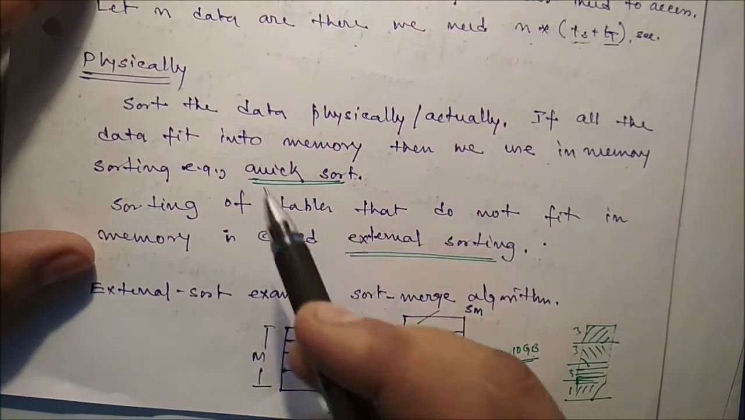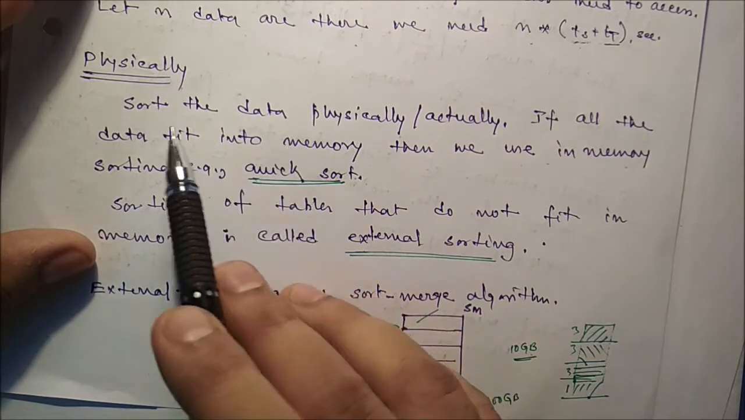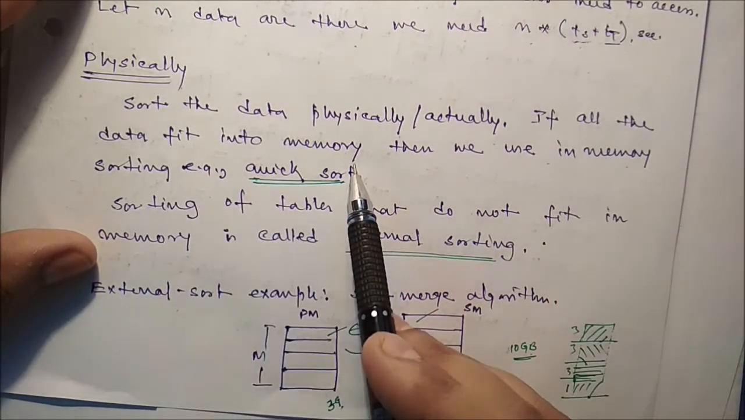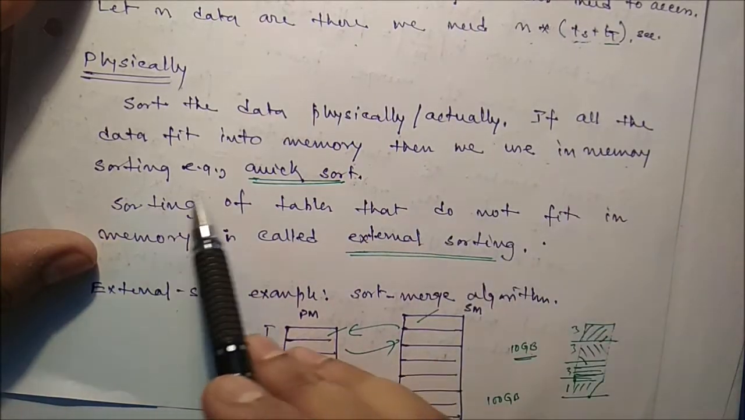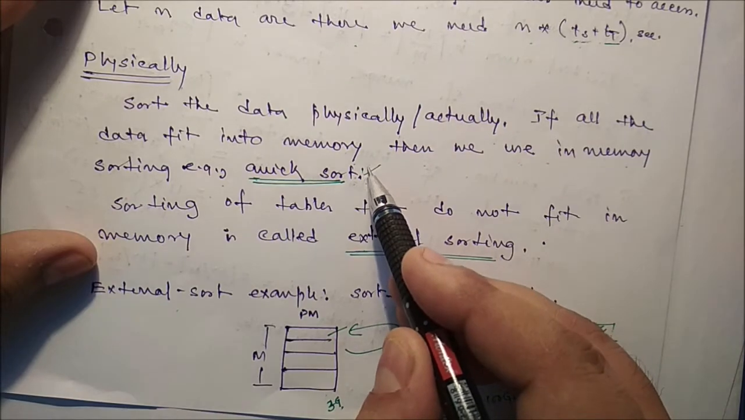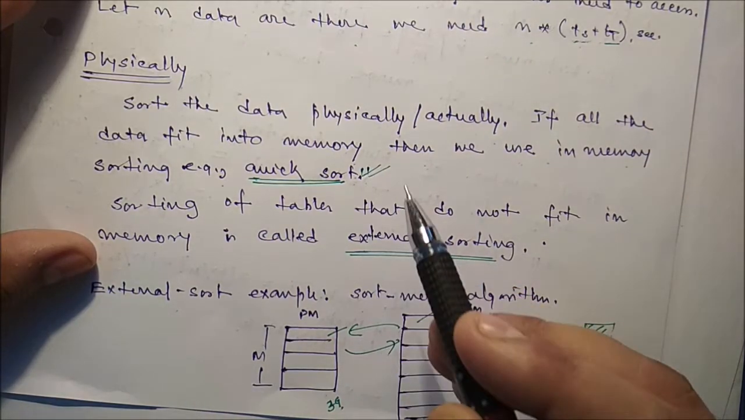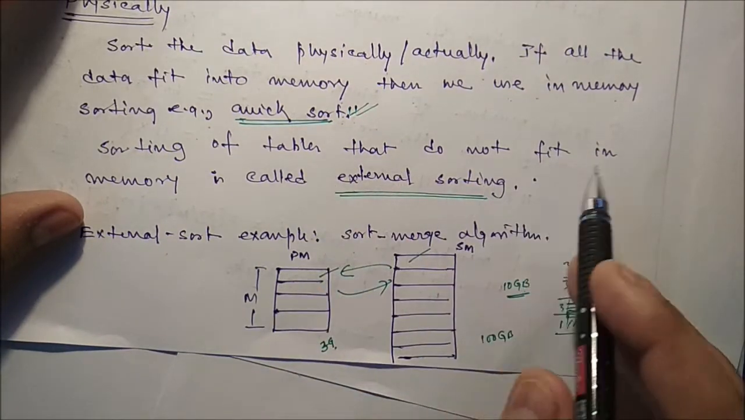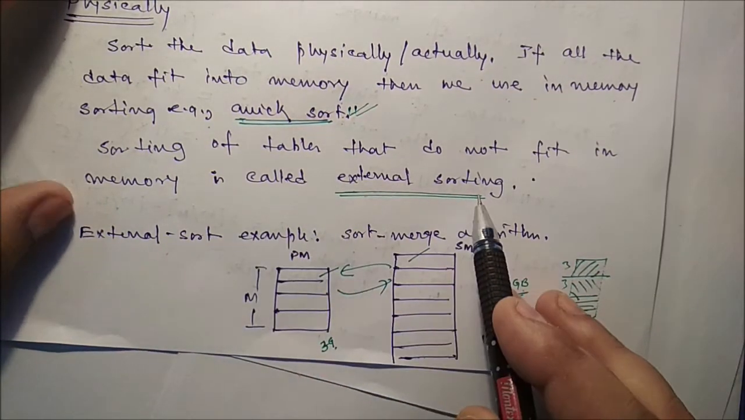Next, physically we can sort the data, or sort the data actually. If all the data fit into memory, then we use in-memory sorting, for example quick sort. Please watch our previous video where we have discussed quick sort in detail. Sorting of tables that do not fit in memory is called external sorting.